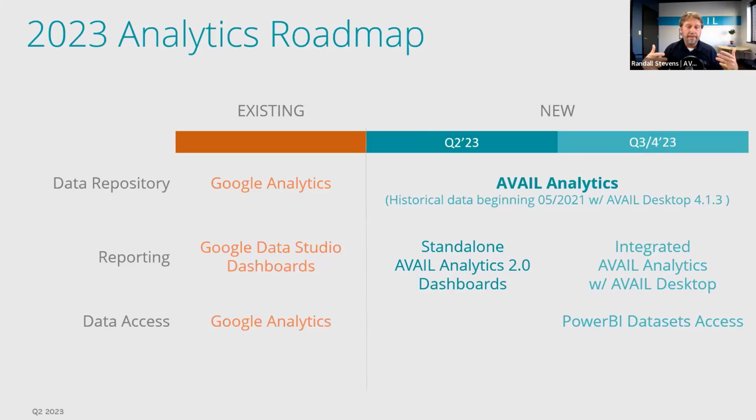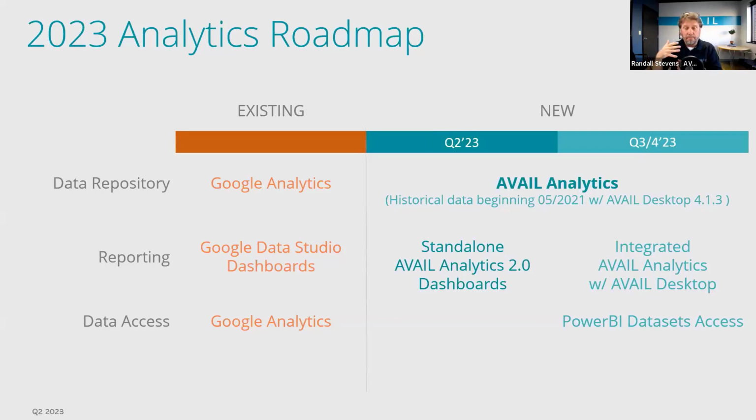And that served us, I'll claim, relatively well for the first six years of the product being on the ground. What you're seeing now is that we began, if you look at these dates, migrating the data as far back as May of 2021. We began forking the data coming out of the software into both Google Analytics and an AVAIL database.